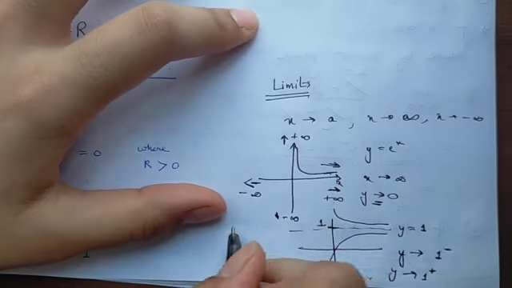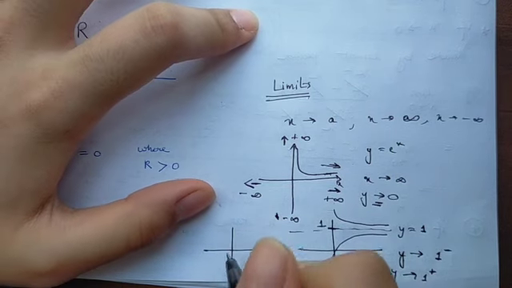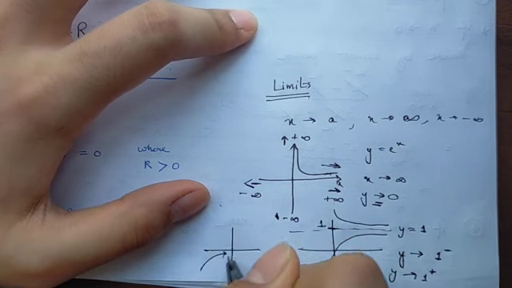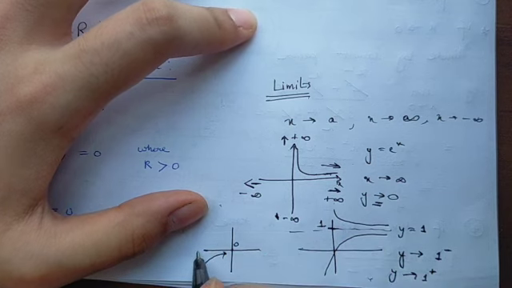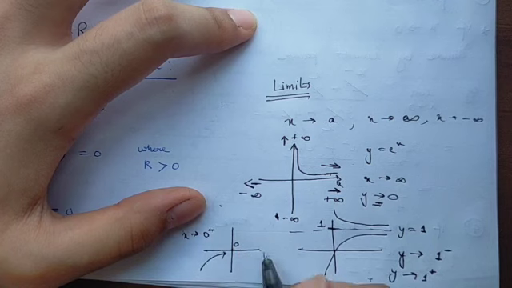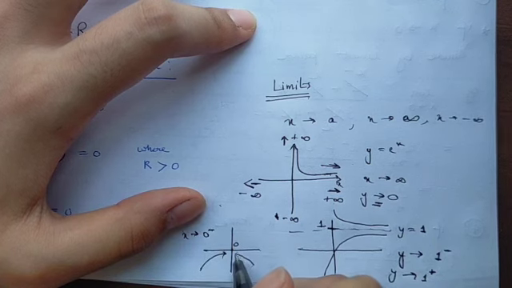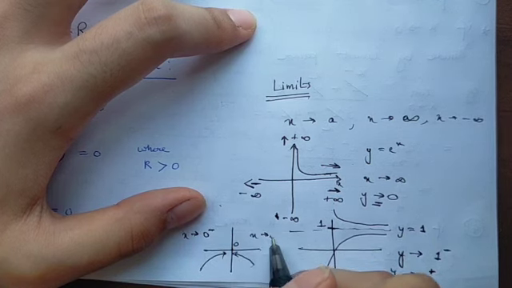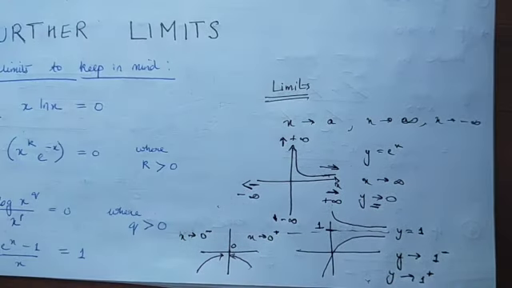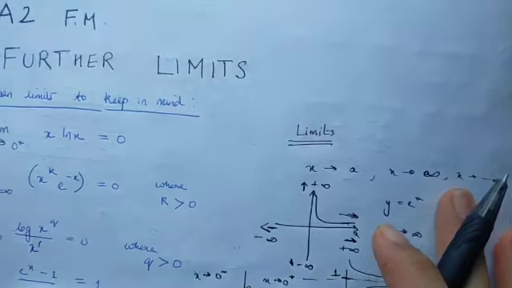And the same thing applies for if we want to see a function approaching 0 from the left-hand side, then we say x is approaching 0 from the left. But if it's approaching 0 from the right-hand side, we say x is approaching 0 from the right. So positive for the right, negative for the left. So I hope that is clear on the different symbols that we use for limits.